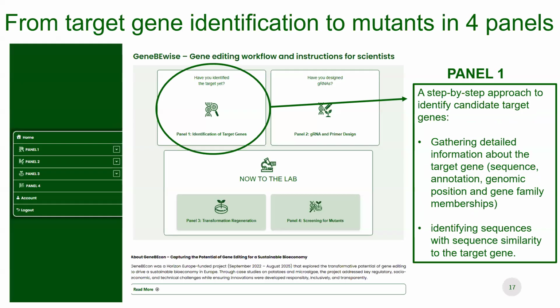So first, panel 1 about identification of target genes. There you will find a step-by-step approach to identify candidate target genes by gathering detailed information about the target gene, such as sequence and annotation, the genomic position, the gene family memberships, and so on, and also identifying sequences with sequence similarity to the target gene. And this is information that is needed in panel 2 for guide RNA design, which minimizes off-target effects.